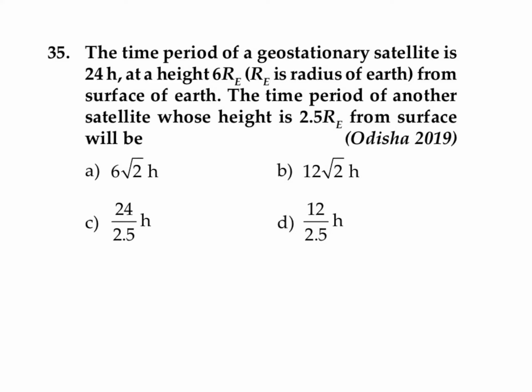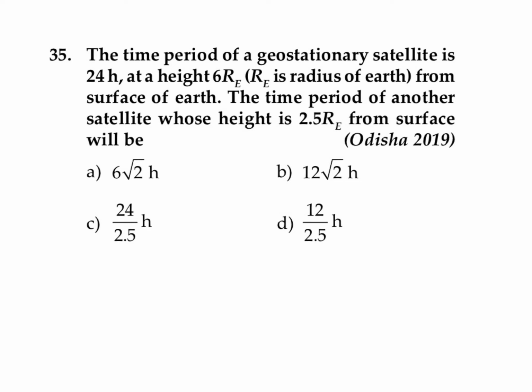The time period of a geostationary satellite is 24 hours at a height which is equal to 6 RE, where R is the radius of Earth, from the surface of Earth. The time period of another satellite whose height is 2.5 RE from the surface will be?